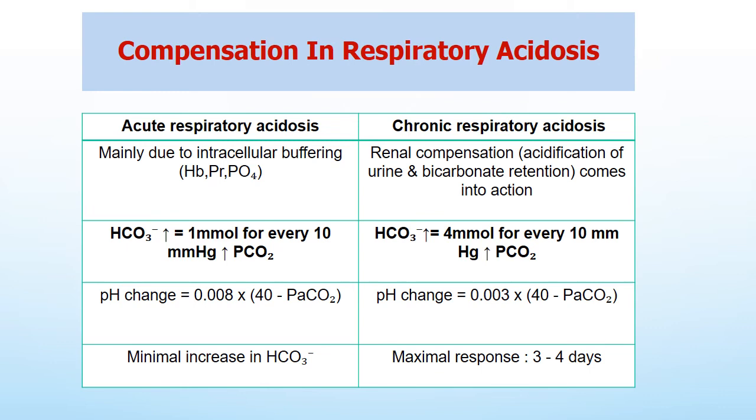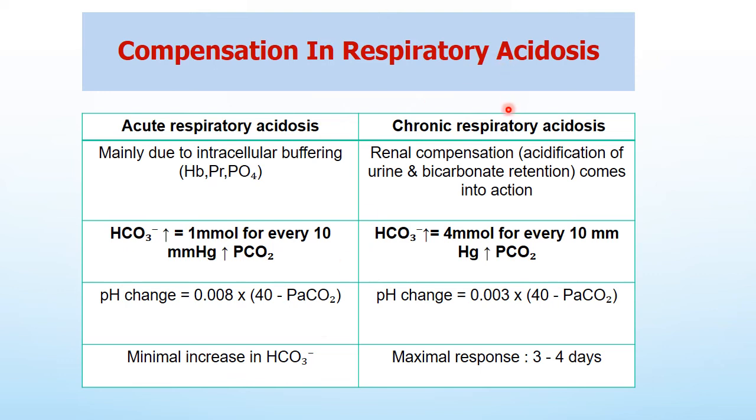In acute respiratory acidosis, the compensation is mainly due to the intracellular buffering. For every 10 rise in PCO2, there is 1 millimole increase of bicarbonate, and the pH change can be calculated by 0.008 times (40 minus the PaCO2). And there is minimal increase of bicarbonate in acute respiratory acidosis.